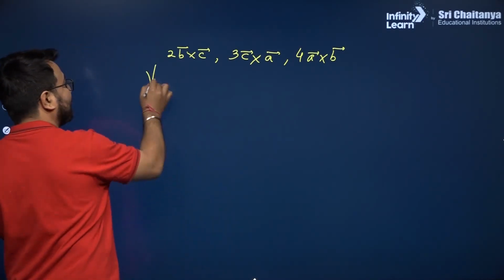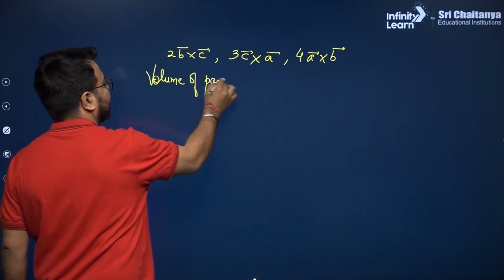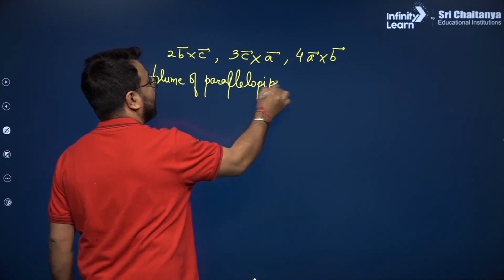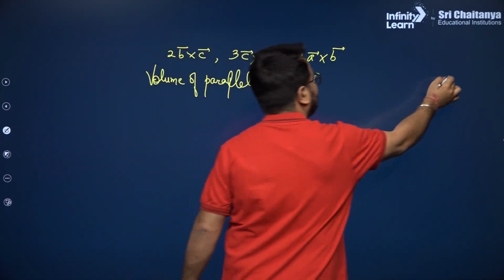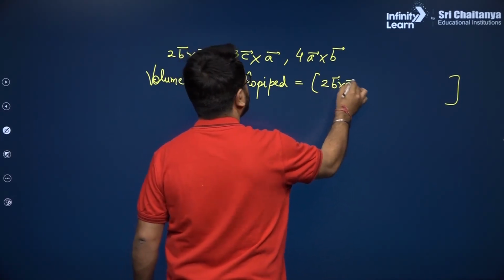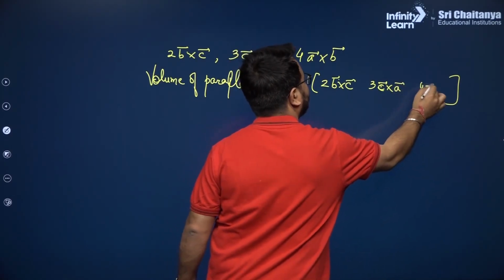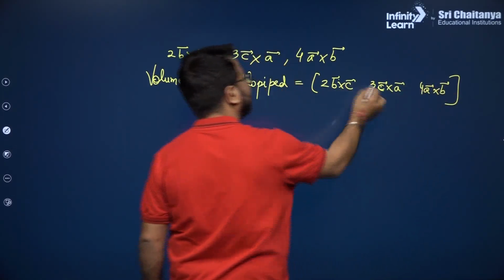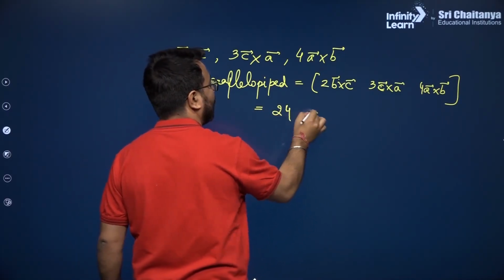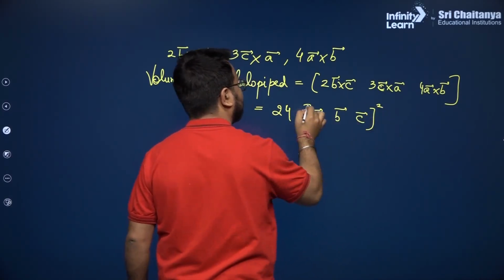Now if I want to get the volume of this parallelepiped, that means we need to take the scalar triple product of these 3 factors: twice of b cross c, then 3 times c cross a, and 4 times a cross b. Now according to the property of the scalar triple product, you all know that 2 into 3, 6, into 4, 24 times it will be converted to box ABC square. I hope you are able to understand this.